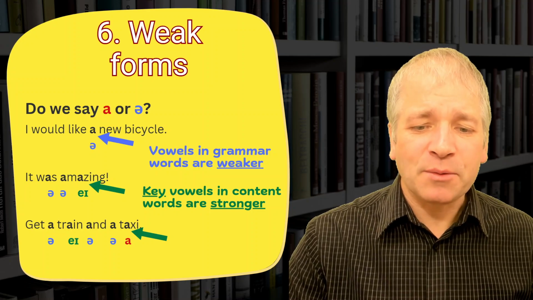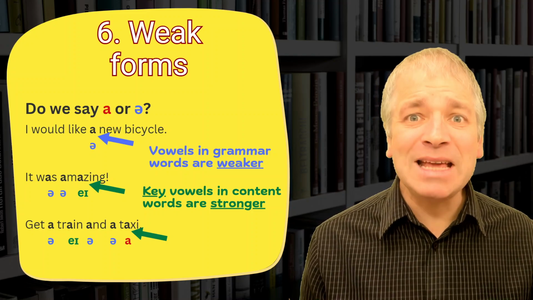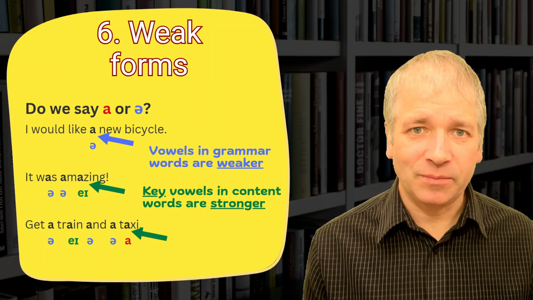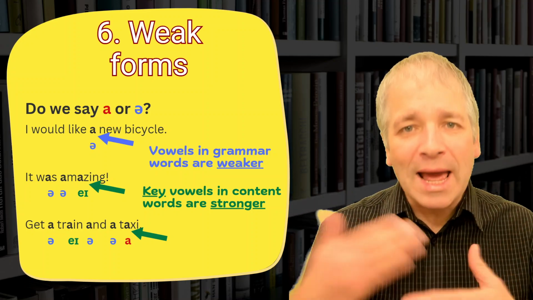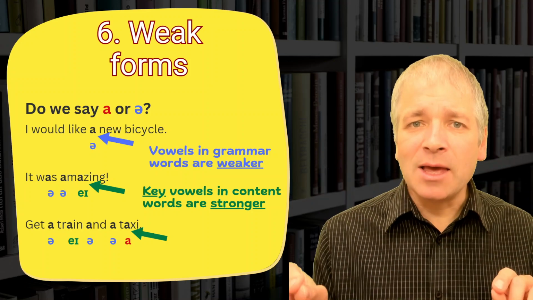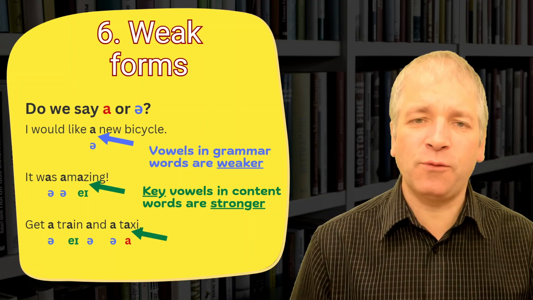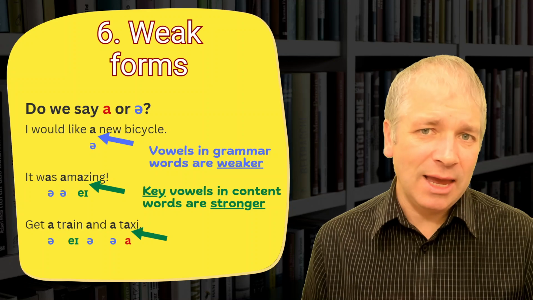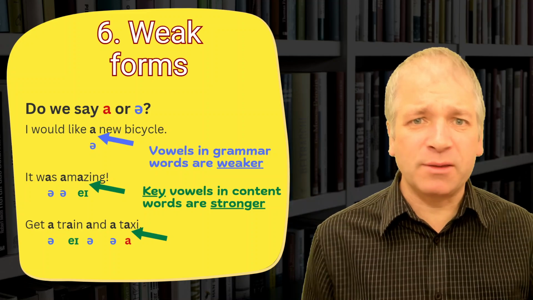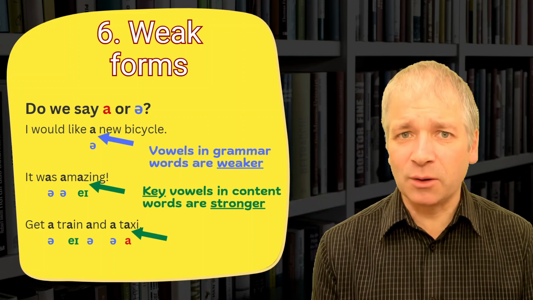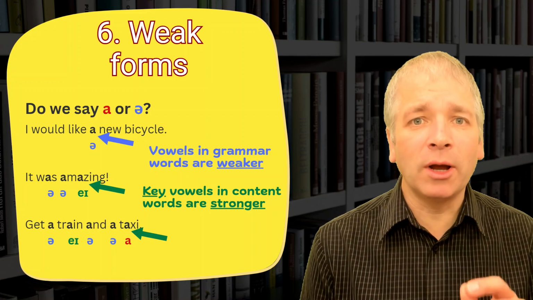What about the other sounds then? Well, the other sounds are from content words. Amazing, taxi. And here we don't weaken them. We have different ways of pronouncing the letter A, but these are stronger forms. The two sounds in train and taxi are stronger forms of the symbol A in writing. Amazing describes something, so it's real. A taxi is a vehicle, so it's real. Here, the letter A is kept stronger.